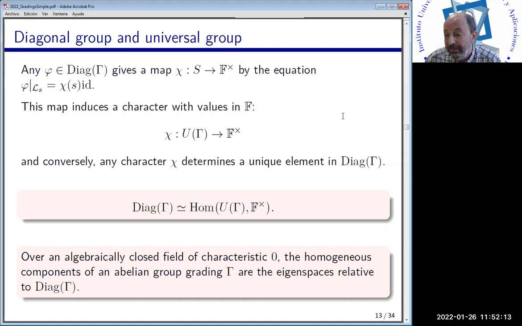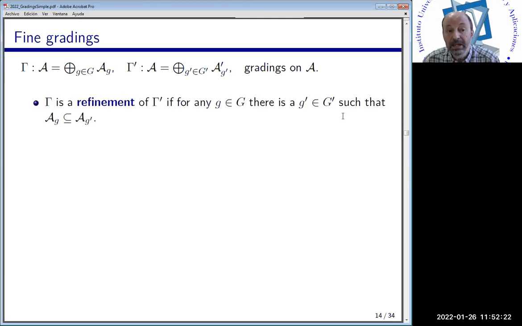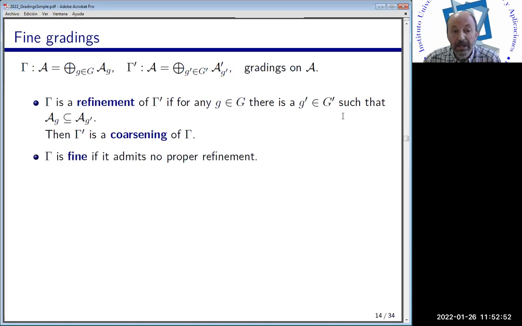And finally, about the definitions, given any two gradings on the same algebra, we say that the first grading is a refinement of the second grading if the homogeneous components of the second grading consist of the sum of several of the homogeneous components of the first grading. So the homogeneous components in the first grading are smaller and contained in the homogeneous components in the second grading. In this situation, we also say that Gamma prime is a coarsening of Gamma. And then a fine grading is a grading that admits no proper refinement.